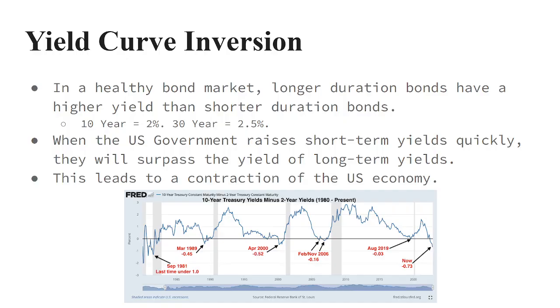When we see this yield curve inversion, there's a contraction of the U.S. economy. That means that the Federal Reserve is raising the federal funds rate. The liquidity is being taken out of the market. And this is not something that is good for the U.S. economy.